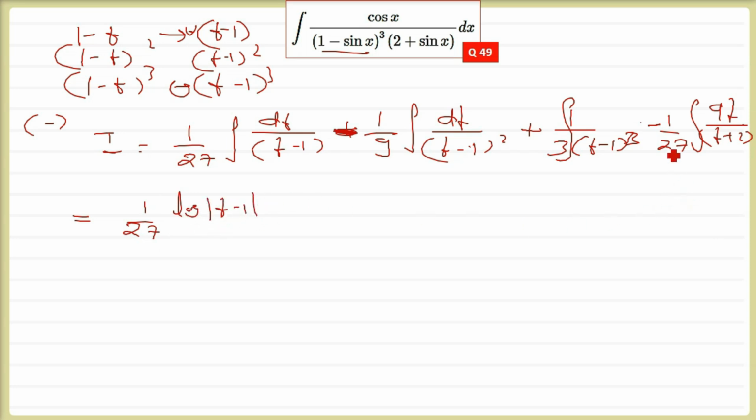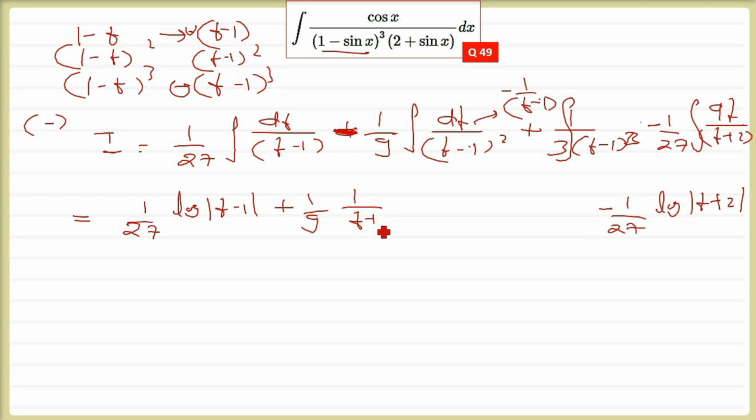Please remember, t was taken earlier as sin x. So that will be replaced in the latter part. 1 by 27 dt by t plus 2 will be log t plus 2. Now this, dt by t minus 1 whole square, will be -1 by t minus 1. So this becomes plus 1 by 9 1 by t minus 1, and this one, again you can just take this t minus 1 whole cube upstairs. It will be t minus 1 to the power -3.